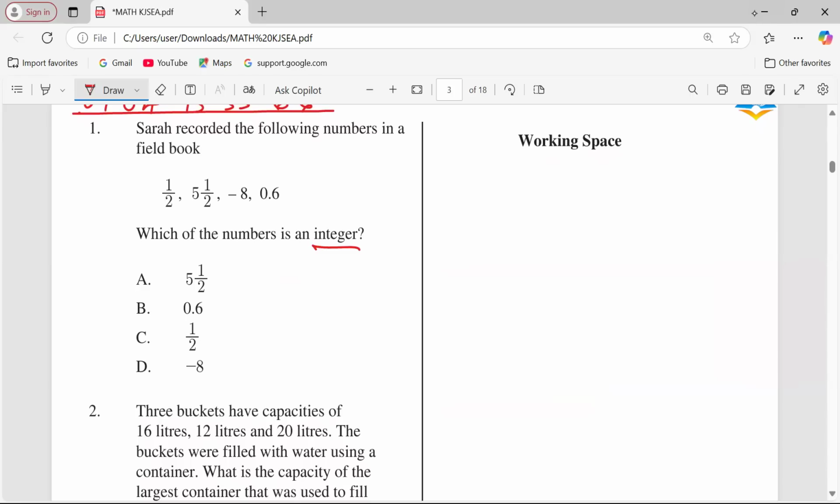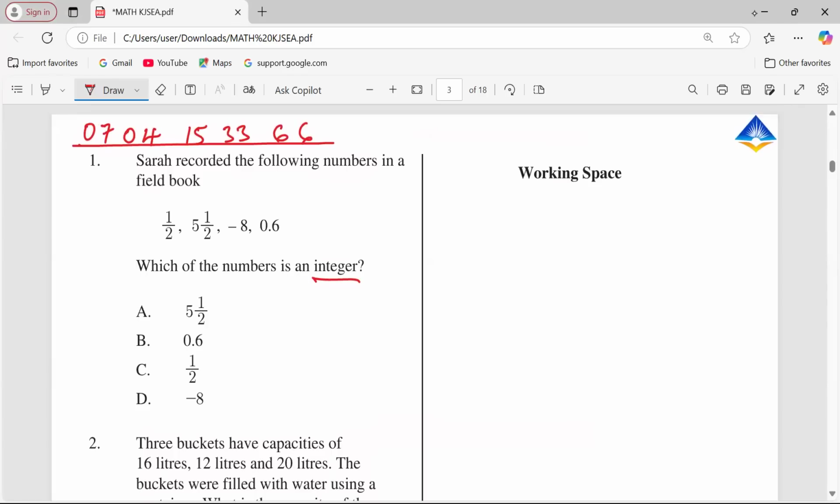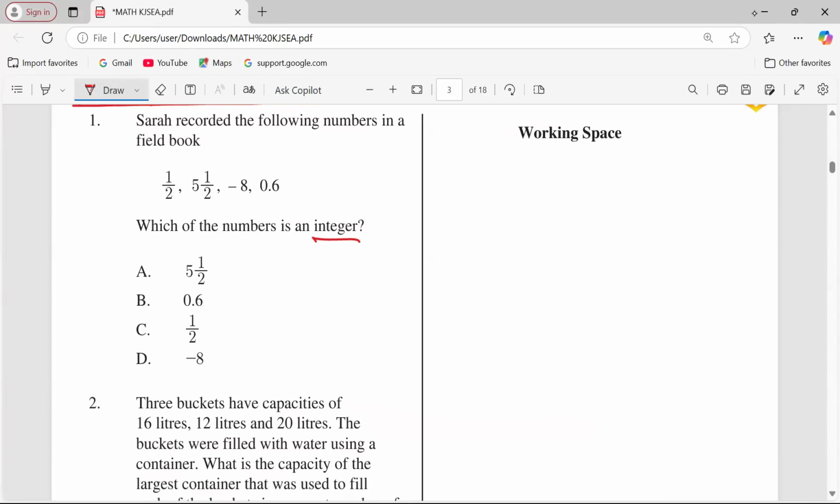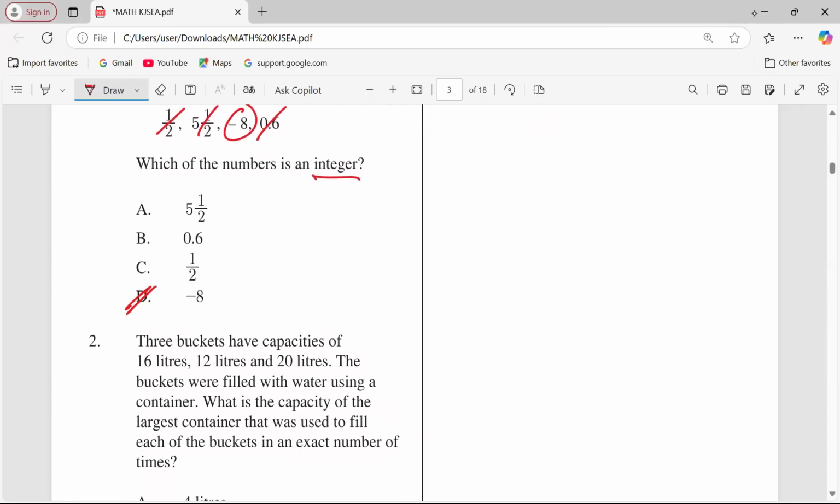So learners are supposed to understand what integers are. These are whole numbers, 0 inclusive, both negatives and positives. So we should know that fractions and decimals are not integers. Looking at the choices, this is not an integer because it's a fraction. This is a decimal. So we remain with -8, and it's our choice D. So that's how you label your answer. Choice D.